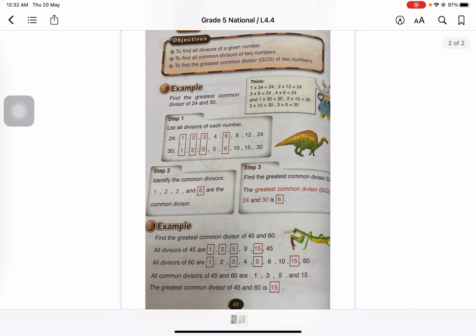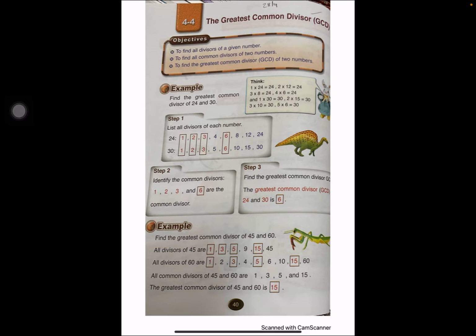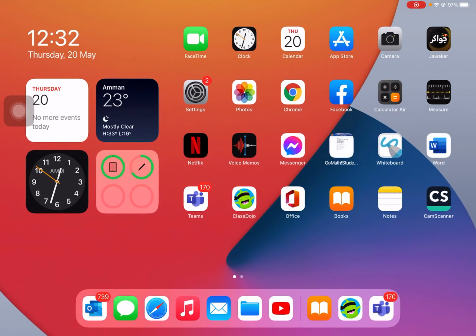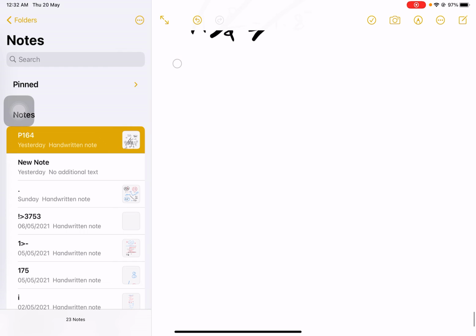Today we are going to have a new lesson. Our lesson is lesson 4.4, the greatest common divisor. Here, if I write, the title of my lesson is the greatest common divisor.